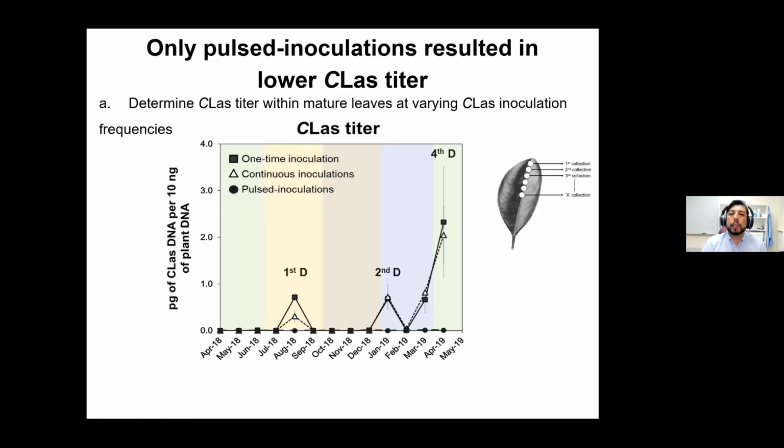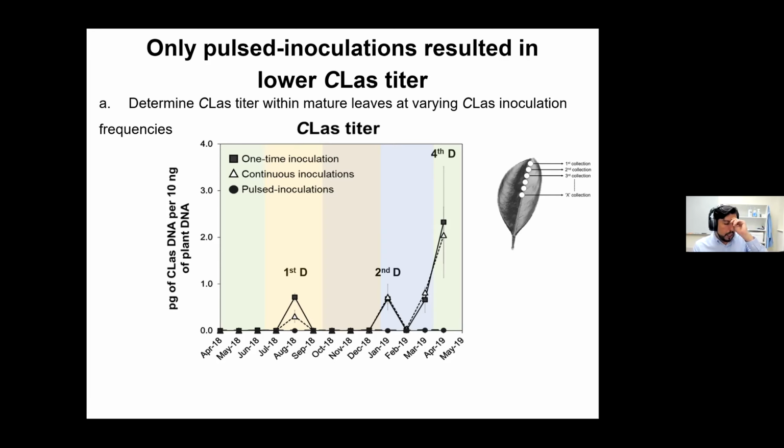What we did find is that those trees exposed to infected insects by pulses had the lowest amount of Silas titer, and this happened only during the first year, because about 6 months after I finished the experiment, I went there to collect tissue of these plants and analyze the Silas titer, and in that case they reached the same level as the one-time inoculation. So there is a protective effect of the insect, because I forgot to mention this part.